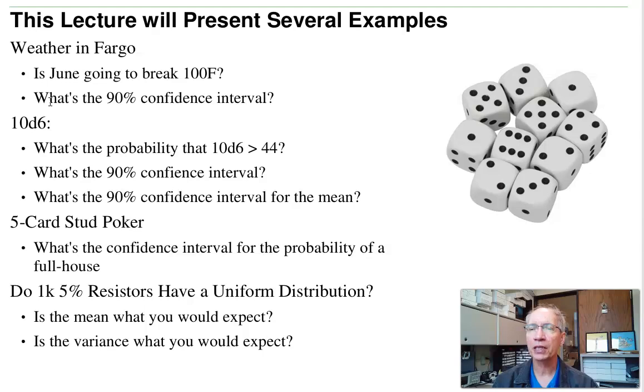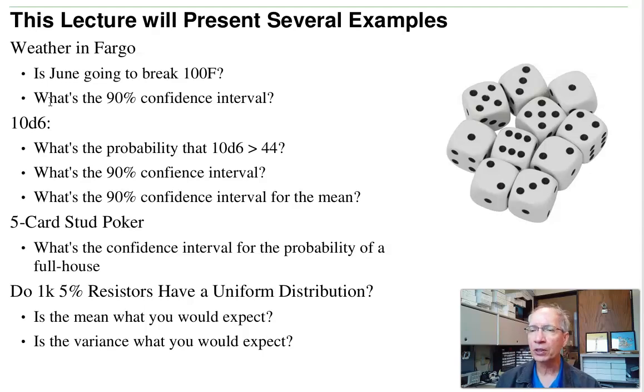We'll look at some previous lectures. In previous lectures, we looked at 5-card stud poker. I deal out a poker hand, actually deal out 100,000 poker hands, and see how many times you get a full house. From that, what is the 90% confidence interval for the number of hands I'm going to get that's a full house? And what's the probability that I actually get a full house?